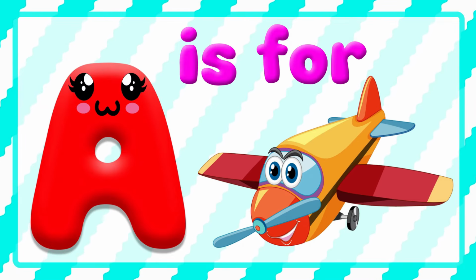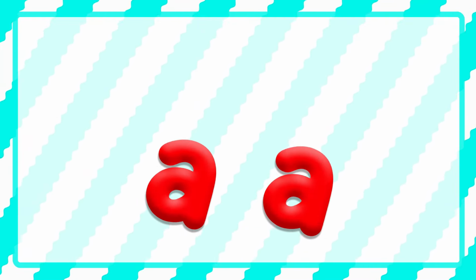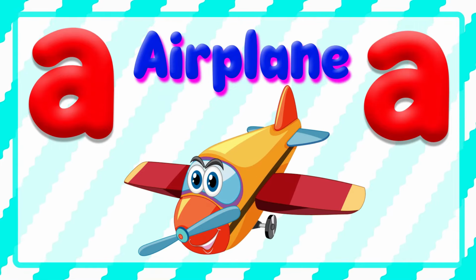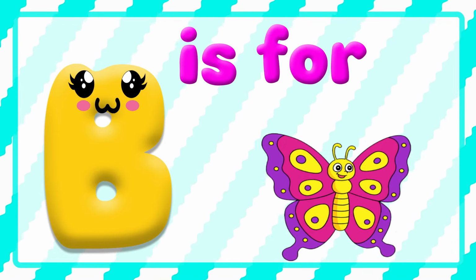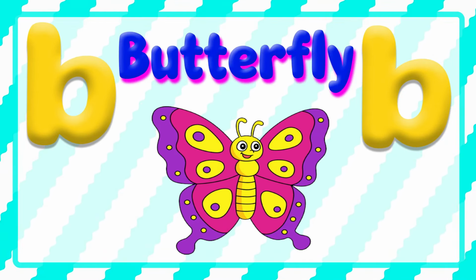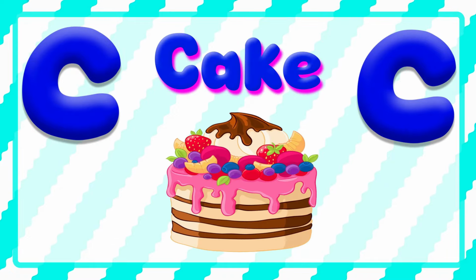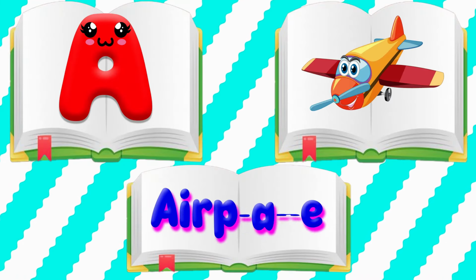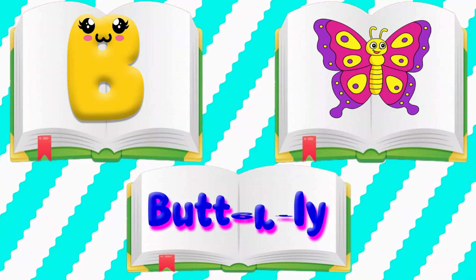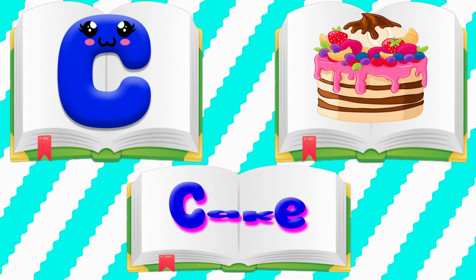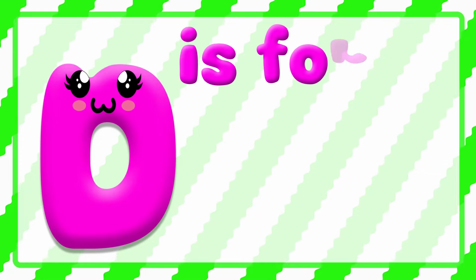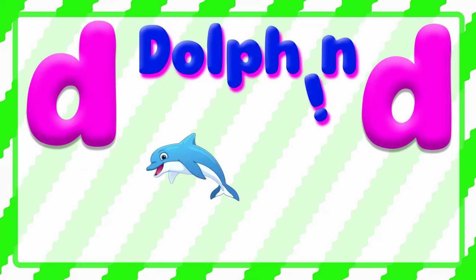A is for airplane. Airplane. B is for butterfly. B, b, b, b. Butterfly. C is for cake. K, k, k, k. Cake. A, airplane. B, butterfly. C, cake. D is for dolphin. D, d, d, d. Dolphin.